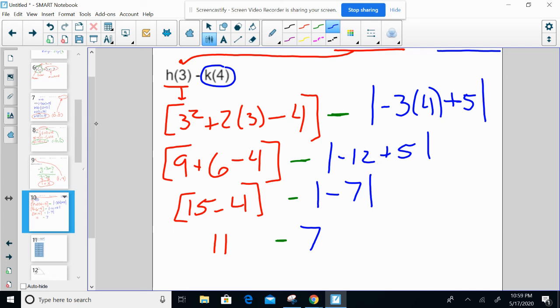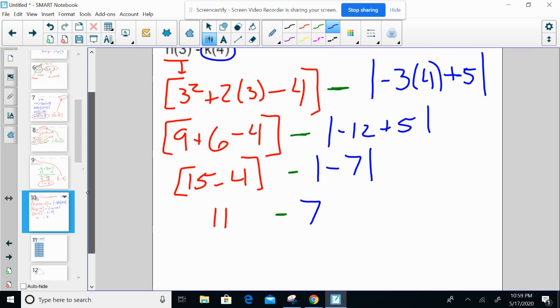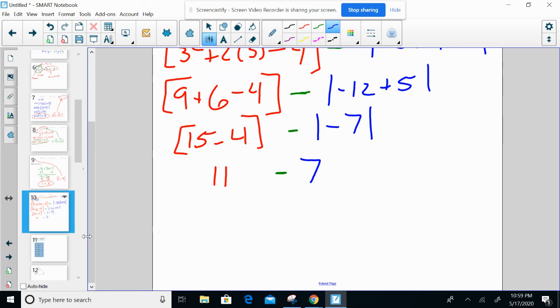H of 3 is 11, but it says h of 3 minus k of 4. So 11 minus 7 would be 4. And that is our answer. All right.